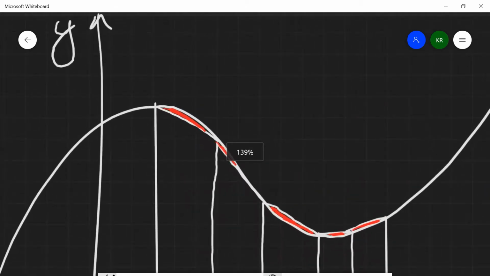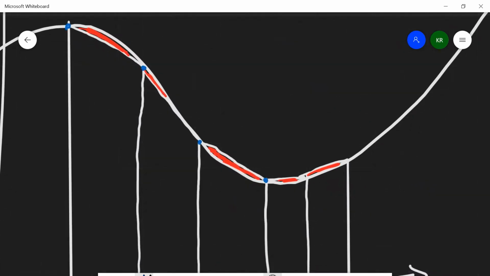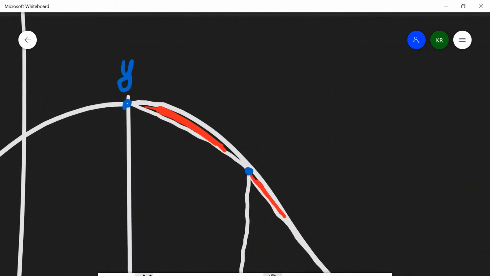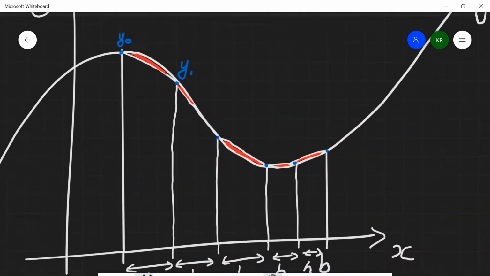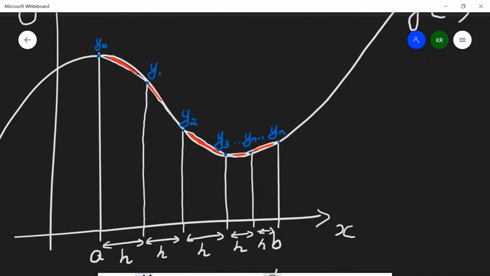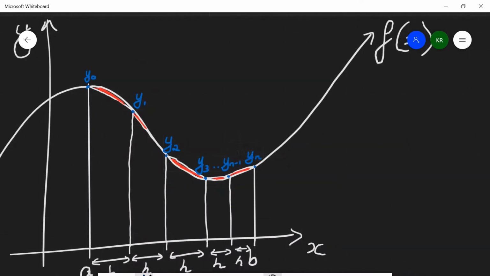Okay, let's call the y-coordinates of the points at which the trapezia meet the function f of x: y0, y1 for this one, y2, and this one can be y3, then we're going to miss a few, then you've got y of n minus 1, and then y of n. So there's n plus 1 y-coordinates, because you've got this y0 here. These are all the y-coordinates of those points.